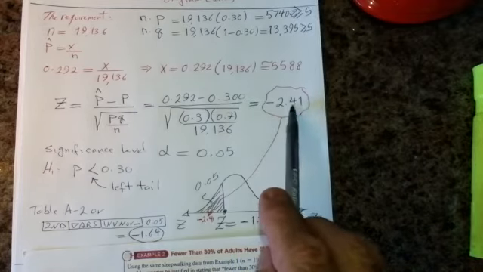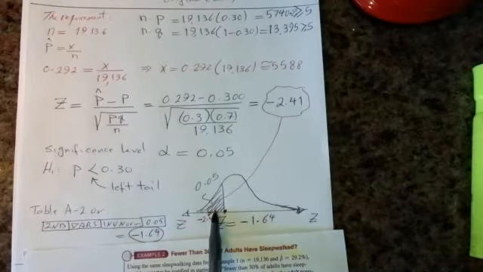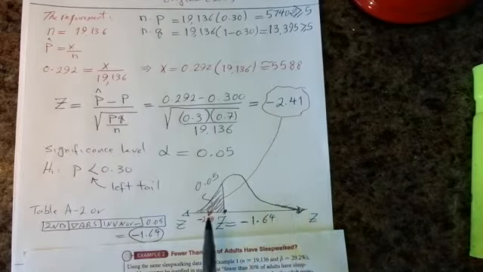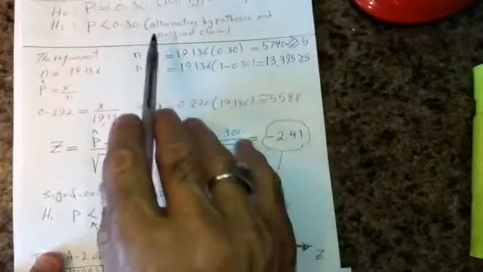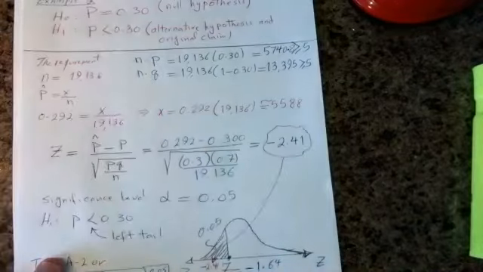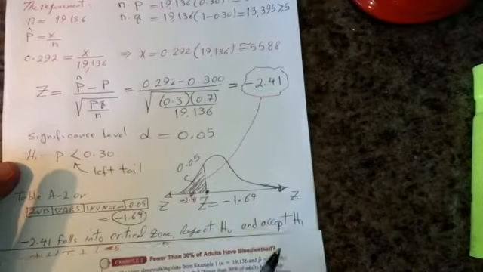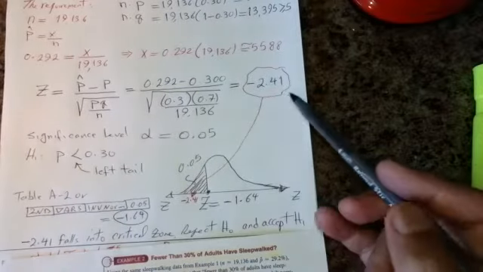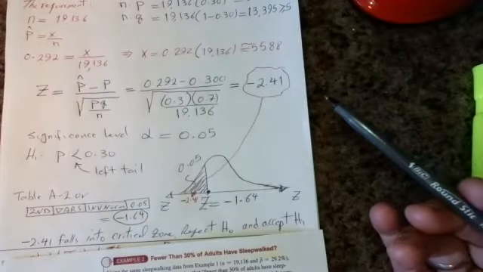Where does this fall? Minus 2.41 is less than minus 1.64, so it falls into the critical area. When your number falls into the critical area, we always reject H0. That means we reject H0 and accept the claim, accept H1. So anytime your Z calculation falls into the critical area, you must reject H0.